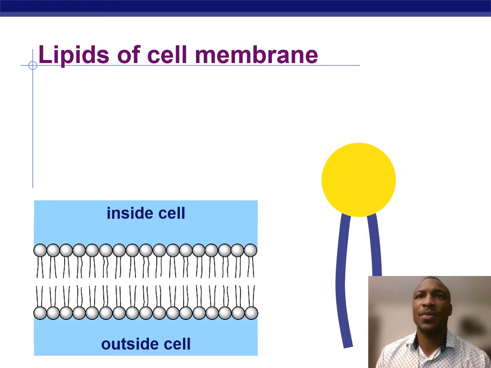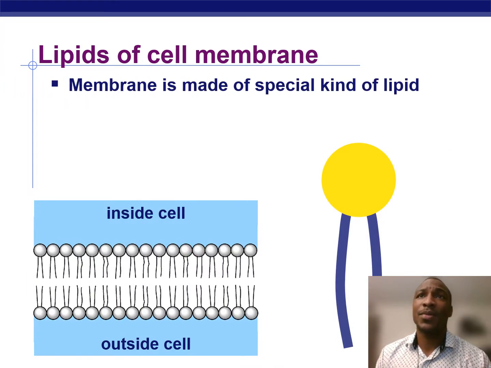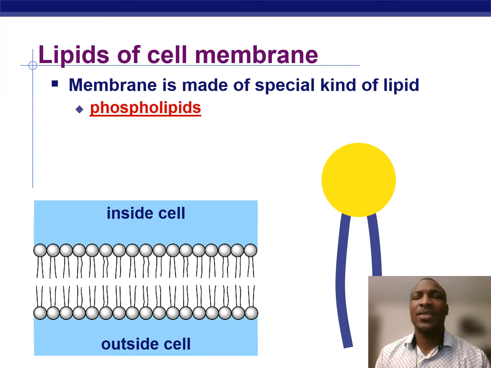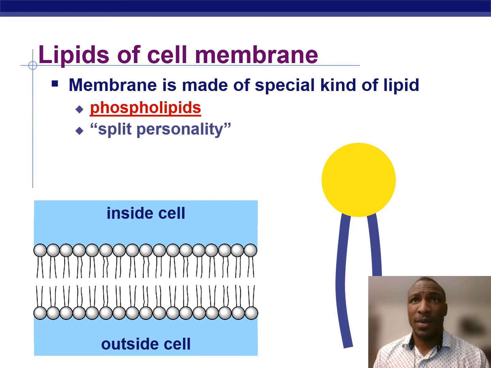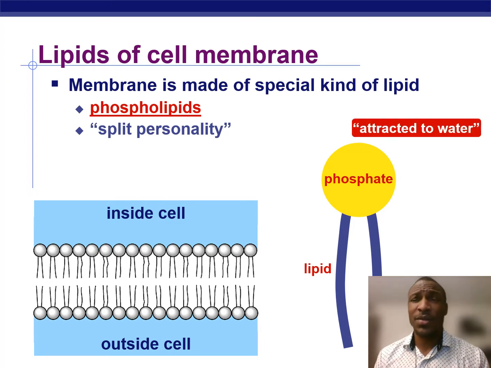So, lipids of the cell membrane. You must understand that this membrane is made of a special kind of lipid. It's not just lipids, fats by itself. It is called a phospholipid because it has a split personality. It likes water and it hates water. So it has that phosphate, which is water loving, and then we have a lipid, which is water fearing. So the phosphate is attracted to water, whereas the lipid is repelled by water.